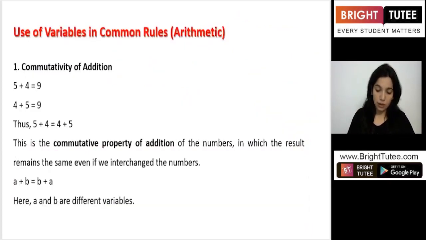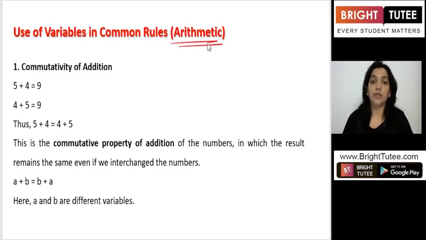Now let us see what we mean by the use of variables and the common rules coming to arithmetic. First of all, arithmetic is where we deal with numbers and numbers and numbers, right? So starting with addition, a very common method that you see in your arithmetic. Arithmetic deals with numbers, and addition is the simplest operation that you do with numbers.